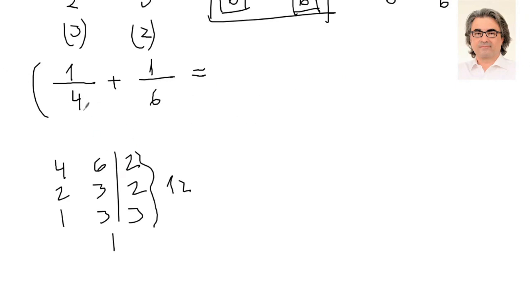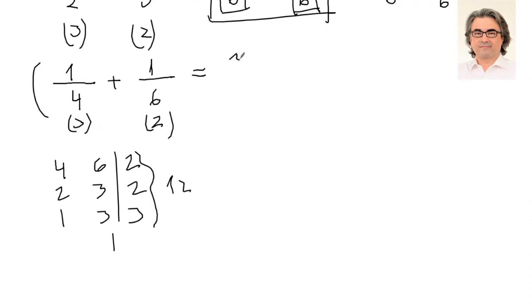So 4 times which number gives me 12? 3. 6 times which number gives me 12? 2. So 3 and 2 are the numbers which give us equal denominators for these two fractions, and their denominators are the least common multiple of 4 and 6.